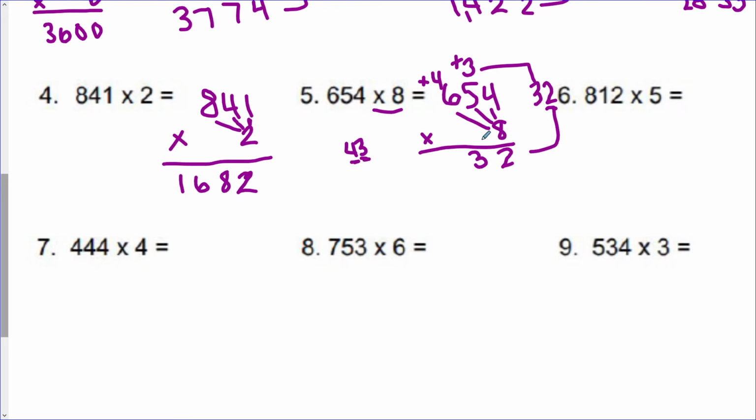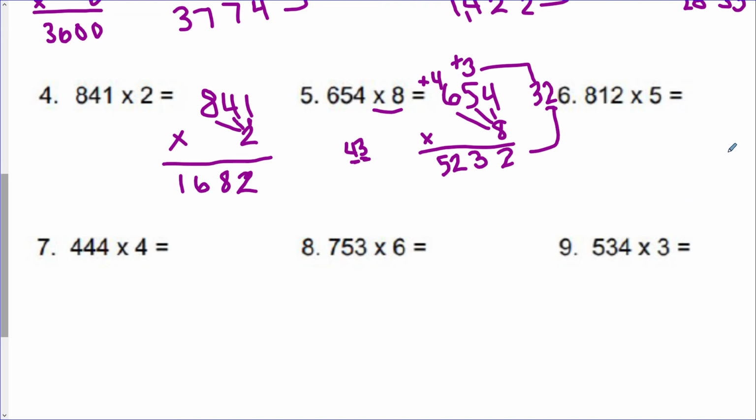Last one, into the 8 to the hundreds place. So 8 times 6 is 48 plus 4 more, 48, 49, 50, 51, 52. So 654 times 8 equals 5,232.